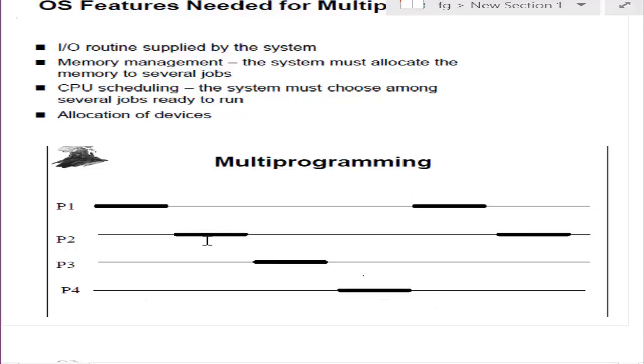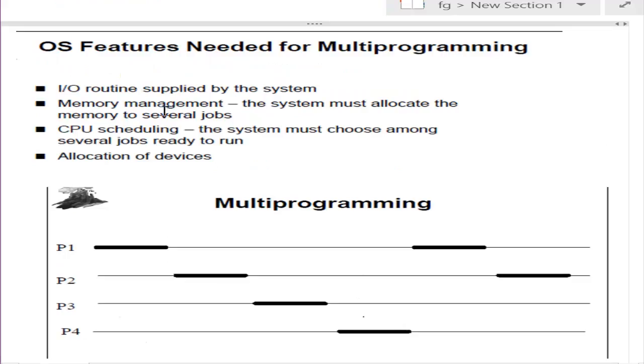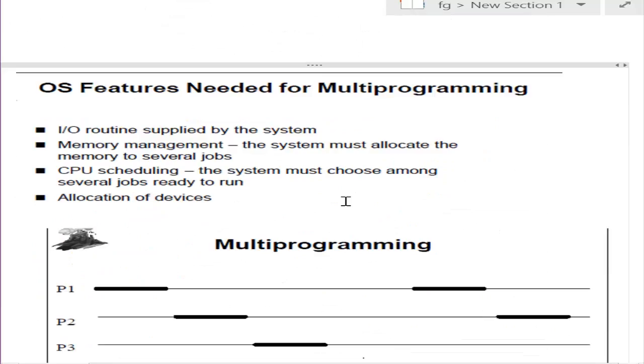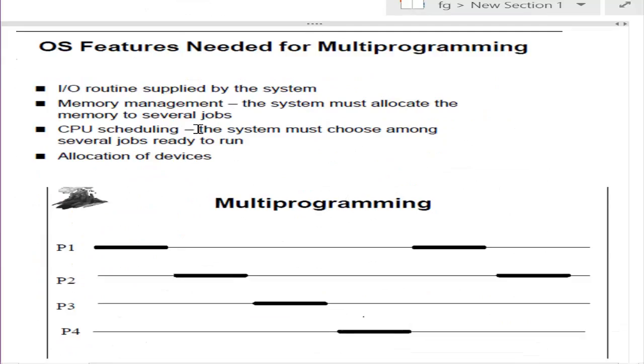But it needs a lot of hardware support as well. It needs I/O routines supplied by the system. It needs memory management, because the system must allocate the memory to several jobs. You not only have to allocate several jobs in memory, but you also have to provide protection. Then you need CPU scheduling. The system must choose among several jobs ready to run.